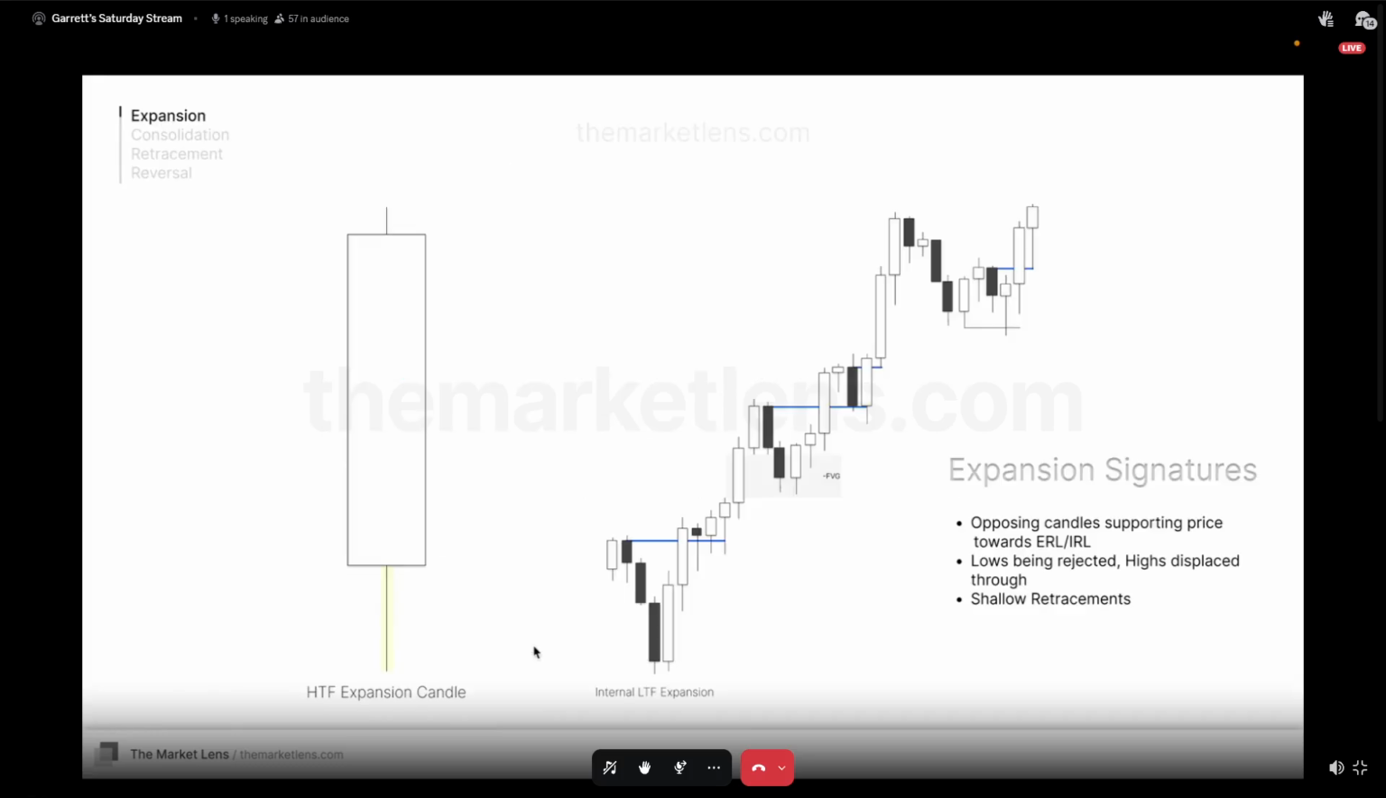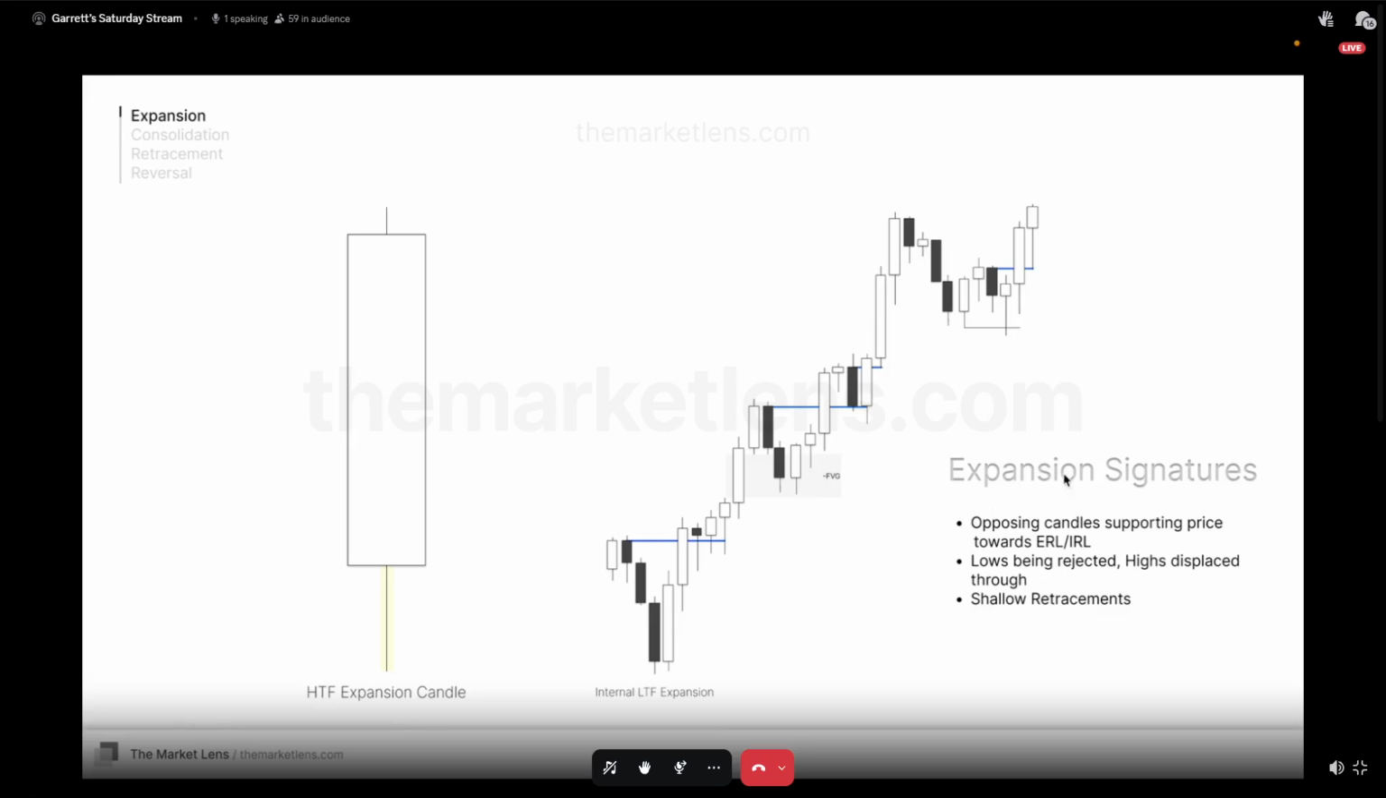So we're going to go over more of the signatures of each phase and whatnot. So within expansion, you want to be within an expansion candle, right? The key thing to take away here: how do we tell we're within an expansion candle? It's going to be this small wick, right? That we all know about. That's how we actually delineate that we are within an expansion candle.